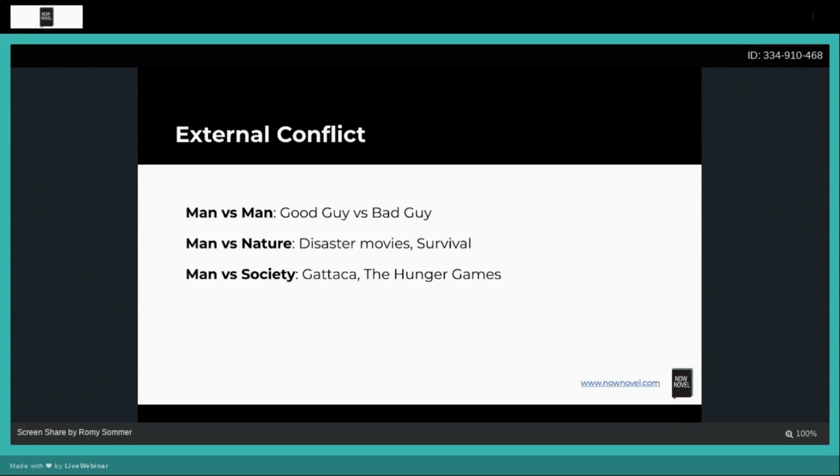And I want you to remember this when we come back to internal conflict, but also society is hard to represent in a novel or in a story. So usually the society is represented by a person. For example, in The Hunger Games, you've got President Snow, who represents the absolute epitome of the society that the characters are fighting against.